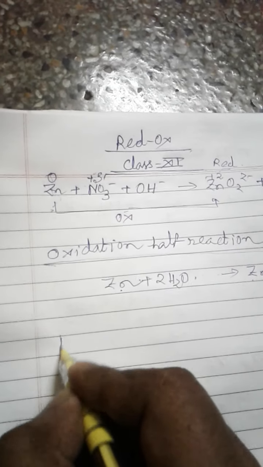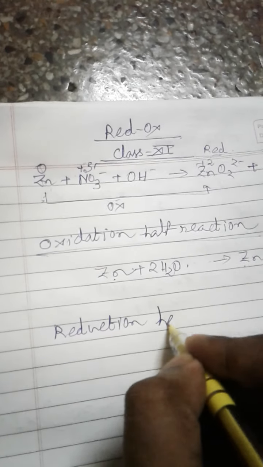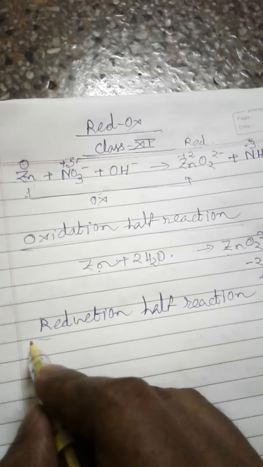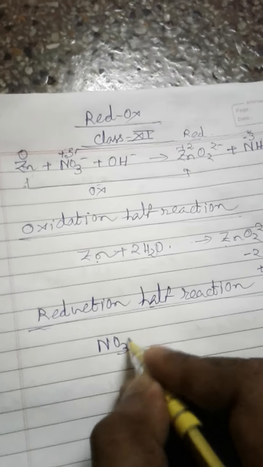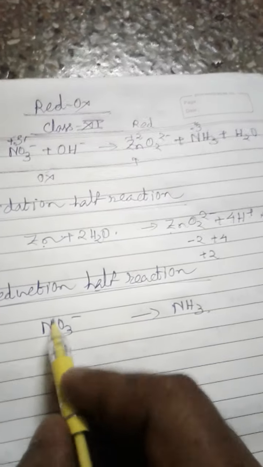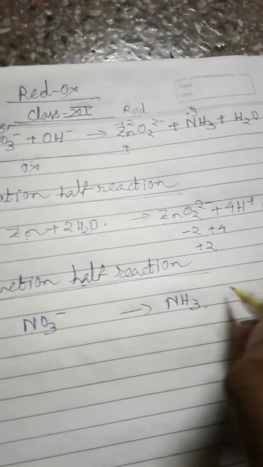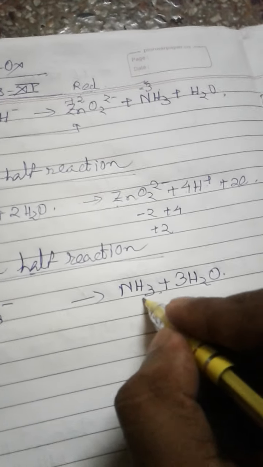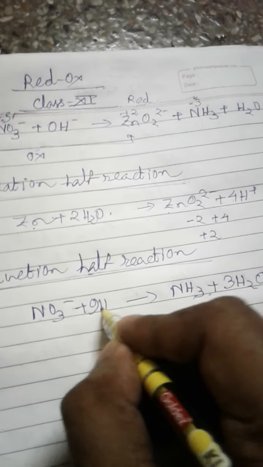Now the reduction half reaction. Which one is the reduction half reaction? This is NO3 minus to NH3, and now the nitrogen atom is present equally on both sides, and 3 oxygen atoms are present on the left side, so we must write 3 water molecules on the right side, and 9 hydrogen atoms are present on the right side, so we must write 9H plus.